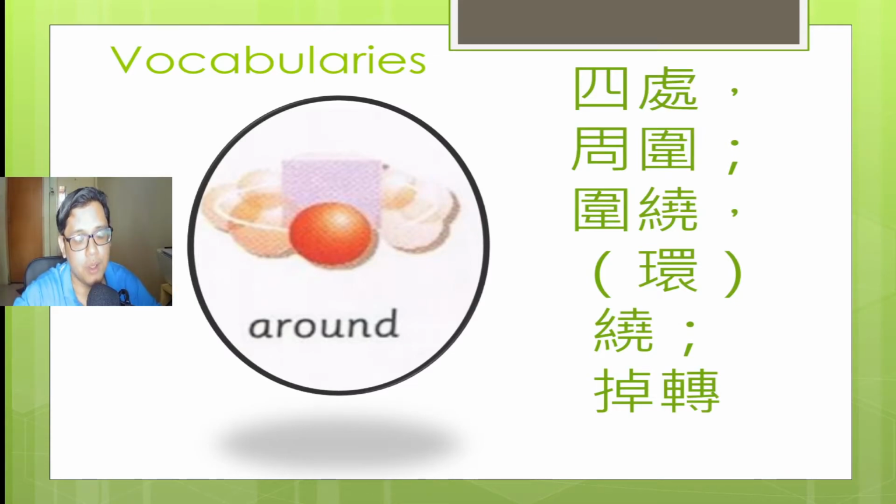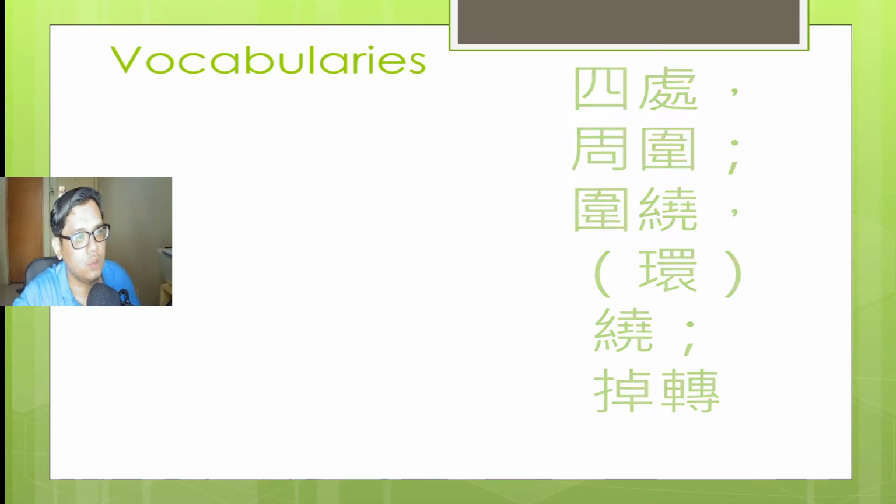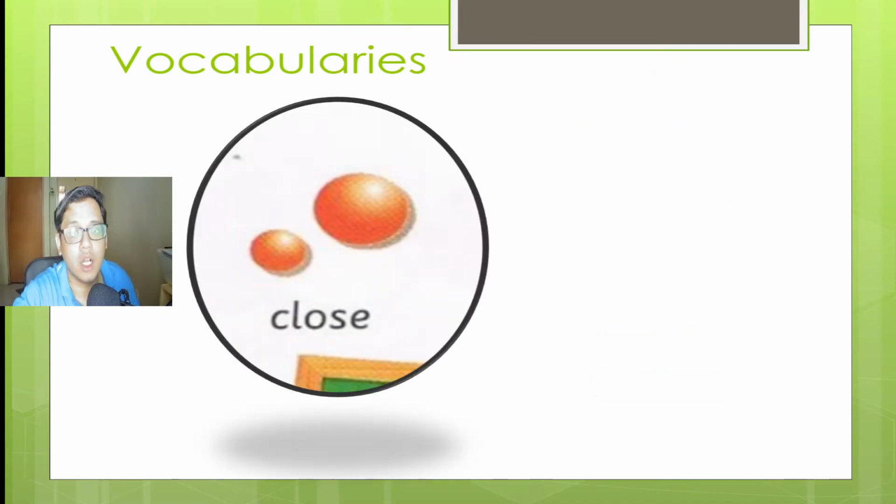So you may read yourself. Around means very near. Okay, very near. For example, we will read about that later. All right. Next one, let's see.